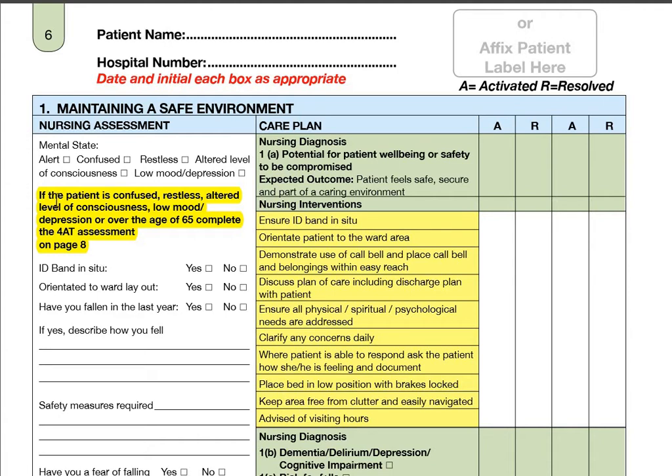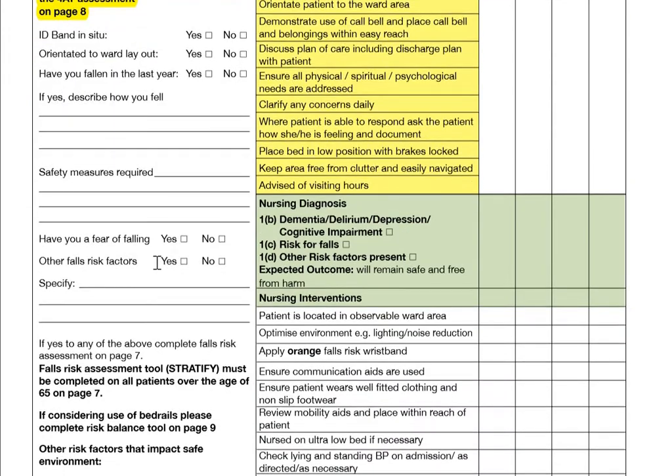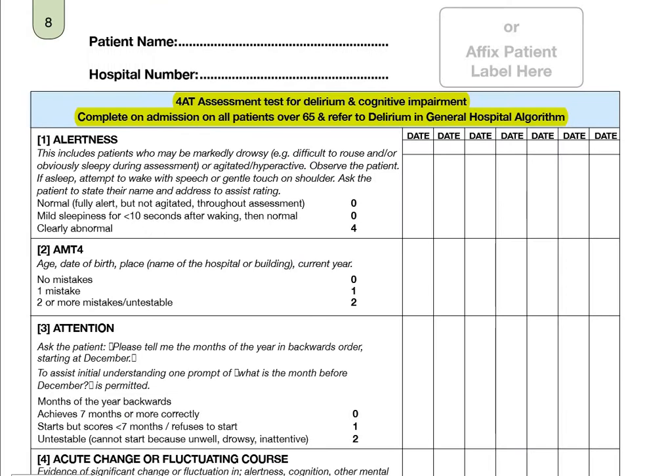And then here, if the patient is confused, restless, altered level of consciousness, low mood or depression, or over the age of 65, complete the 4AT assessment on page 8. So I'll just scroll down to page 8. This is the 4AT assessment test for delirium and cognitive impairment. Complete on admission on all patients over 65 and refer to the delirium in general hospital algorithm.